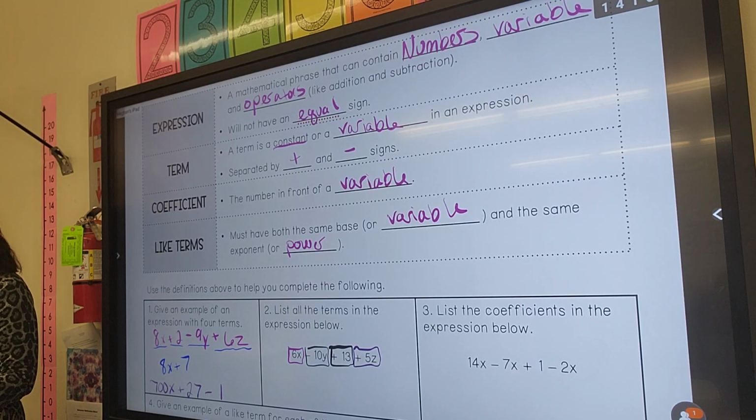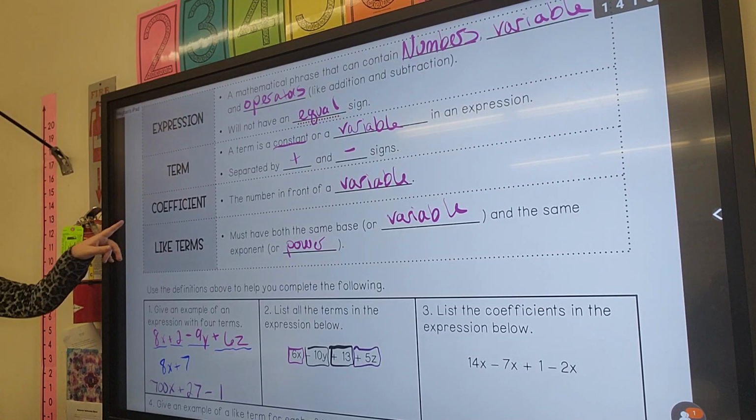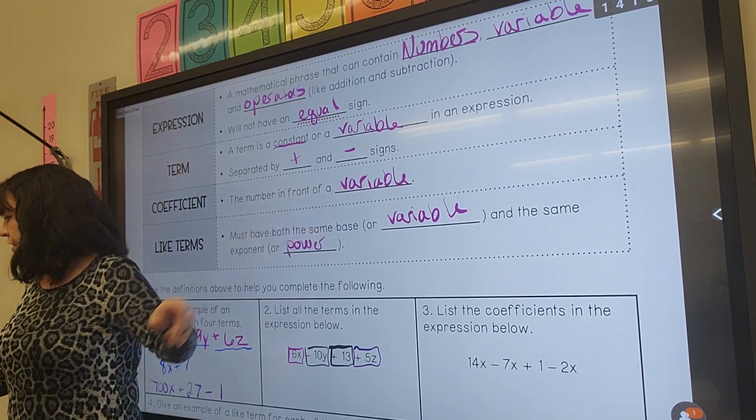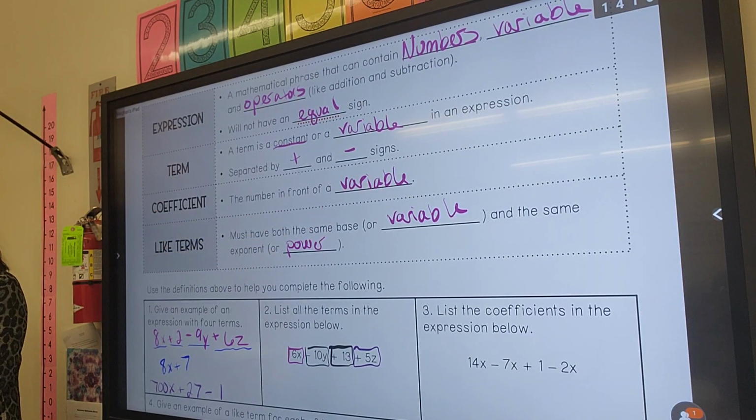In number 3, we're going to list the coefficients in the expression below. If we look up at our vocabulary section, the coefficient is the number in front of a variable. So, who can tell me a coefficient in number 3? Logan? Minus 7x. Just negative 7, because we're not including the variable. Can you tell me another one, Dustin? Minus 2. You can tell me one more, Chris. 14. Does that make sense, everybody?